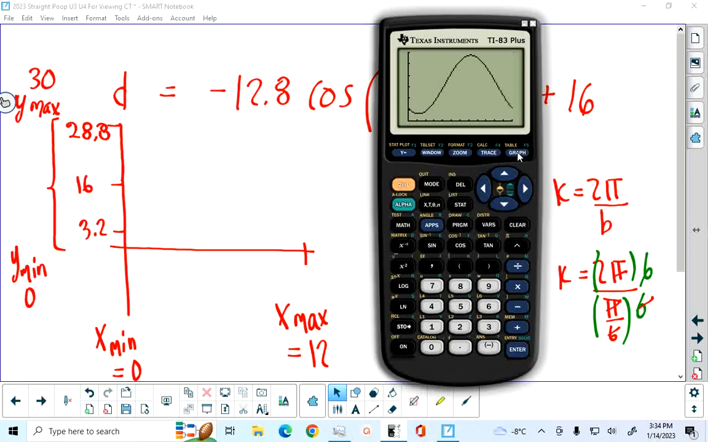So if the question was, what's the first point in time, with the time given in hours after midnight I suspect, where the depth of the water is 15 meters? Then I could graph y equals 15. I could find out that first point of intersection and get the answer.